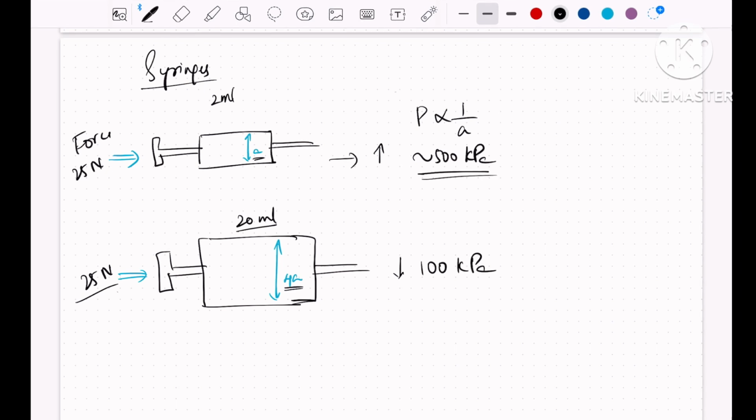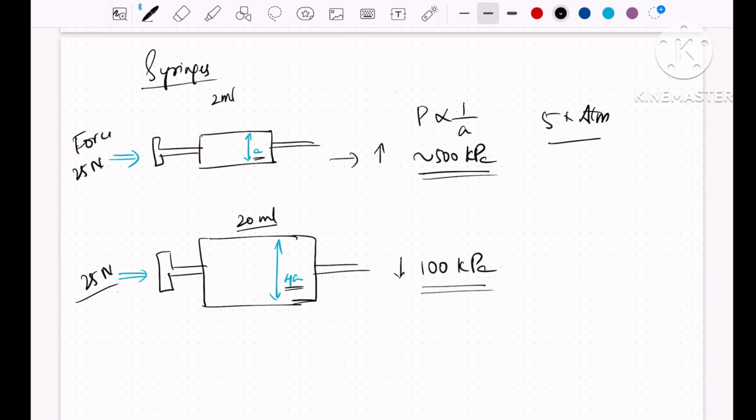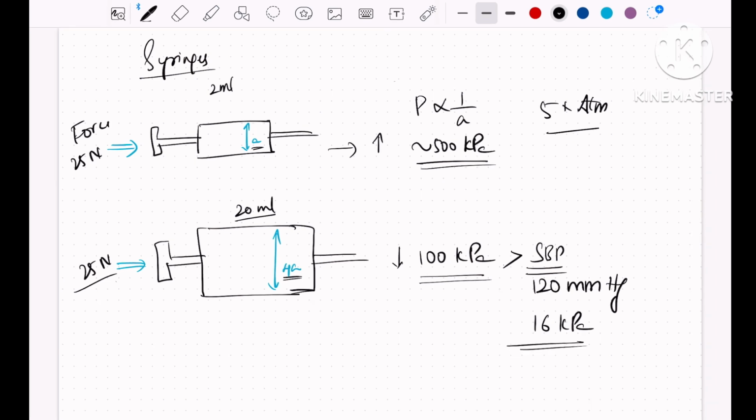So, the pressure of 500 kilopascals is approximately 5 times the atmospheric pressure. So it is easy to produce extravascular infusion unintentionally with such a small syringe. Even though the pressure generated with the 20 ml syringe is low, this is higher than the systolic blood pressure, which is 120 millimeters of mercury or 16 kilopascals. The pressure generated when local analgesic is injected from a 20 ml syringe can give rise to accidents during a technique known as intravenous regional anesthesia.